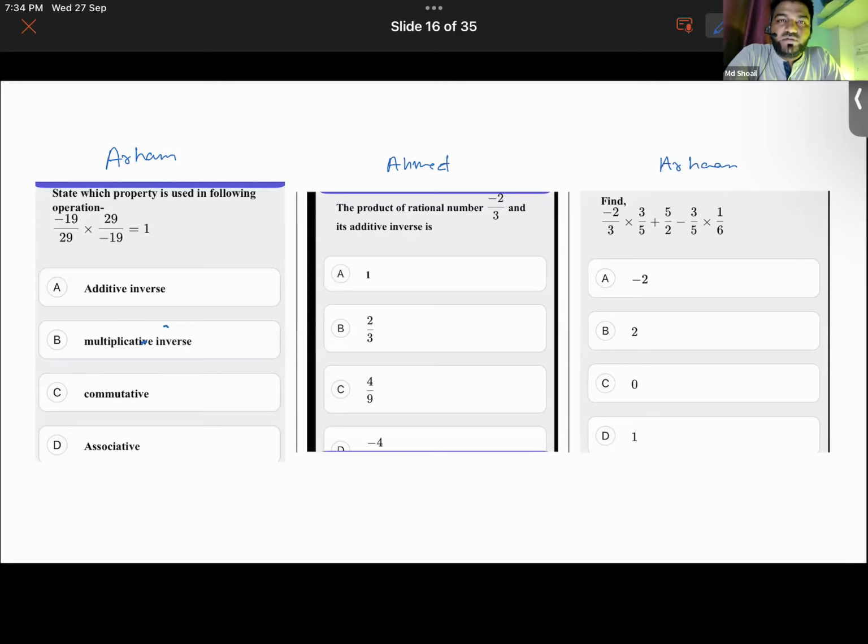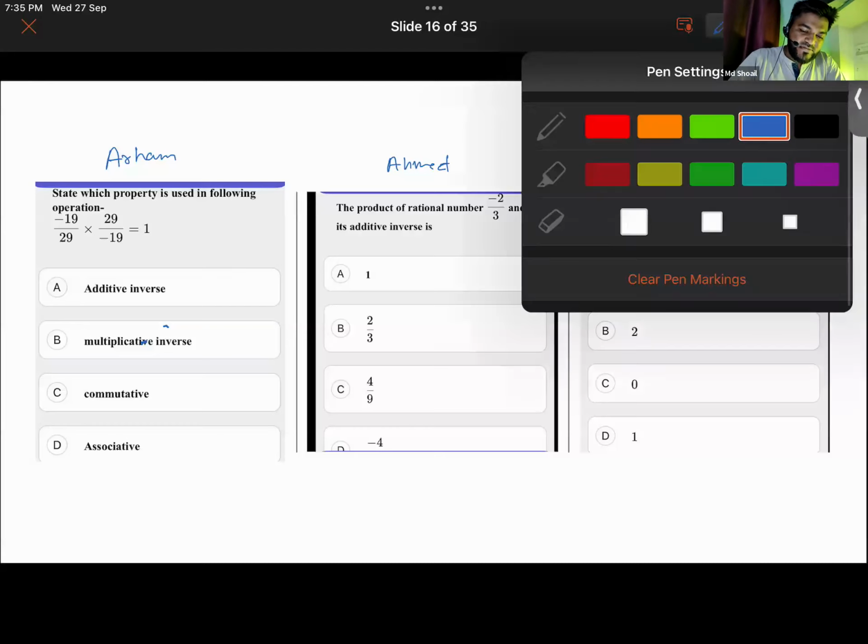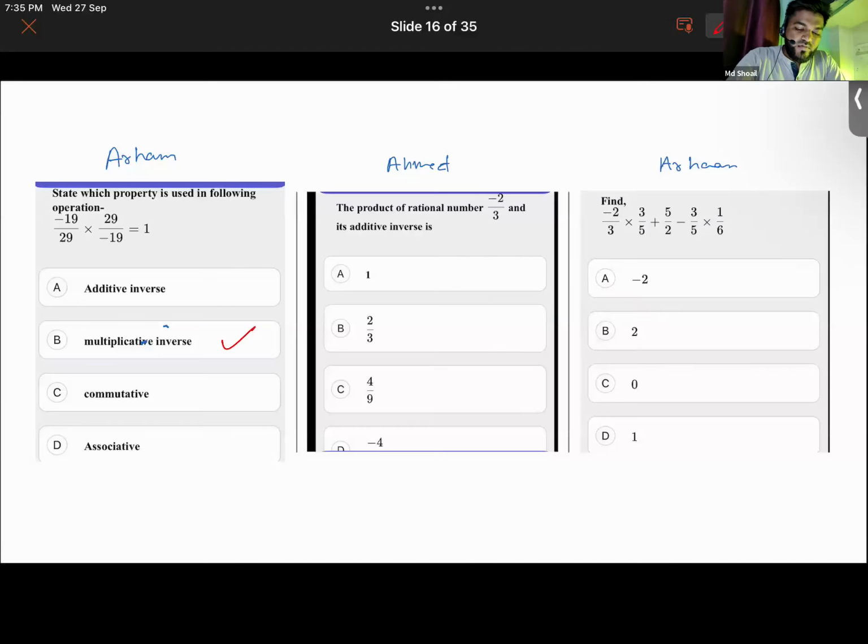He will be solving the third question. Okay then. First one is multiplicative inverse. Obviously, it's multiplicative inverse. That is the correct answer. Good. What about you, Ahmed?